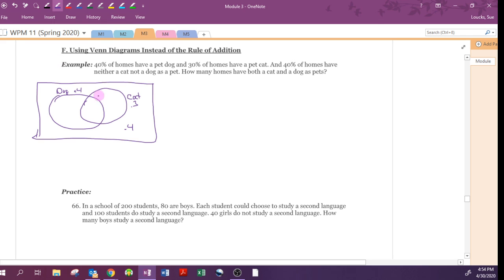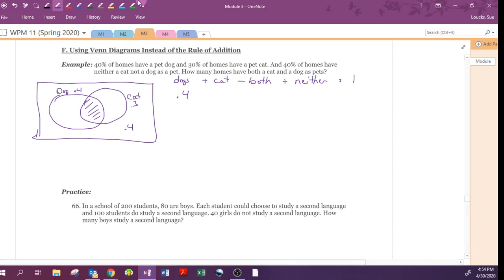Okay, so what we need to do is how many homes have both a cat and a dog? We're looking for how much is in here. Okay? So we have to figure out, it's going to be 0.4, which is dogs plus cat minus both plus neither has to equal 1.